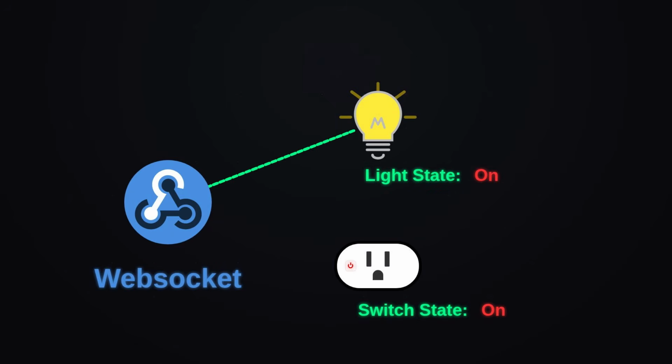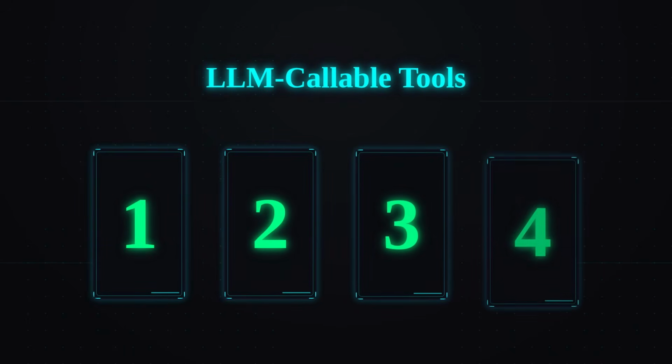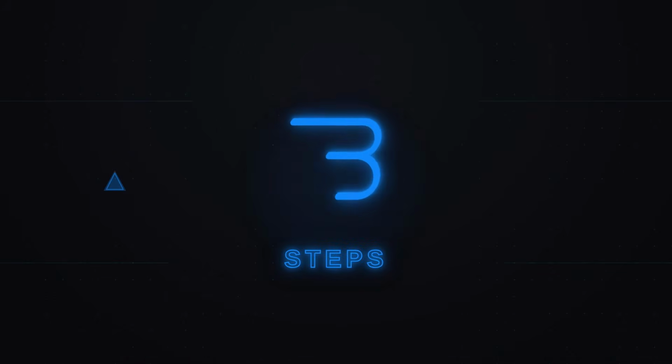Hermes Agent talks to Home Assistant in two ways. First, through the Gateway platform, a WebSocket connection that subscribes to real-time state changes and reacts to events as they happen. Second, through Smart Home Tools, 4 LLM-callable tools that let the agent query and control your devices via the REST API. Here's how you set it up.